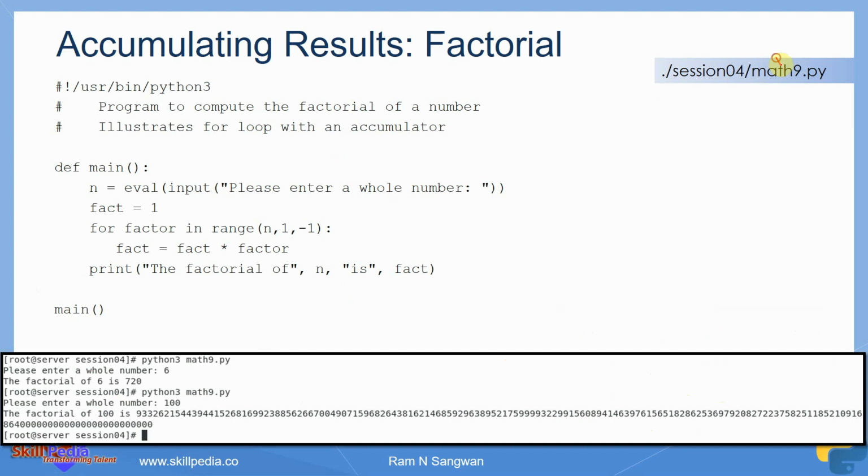And this is a factorial example. Math 9 function. Evaluate, take the value from the user, fact is equal to 1. For factor in range n to 1, keep on decreasing it. So start, last value and the step. So we are starting from n, reaching to 1, every time we are decreasing by 1, minus 1, and it will calculate the factorial. Print factorial of n is the value of fact, and this is the reply. Factorial of 6 is 720, factorial of 100, you know the answer.